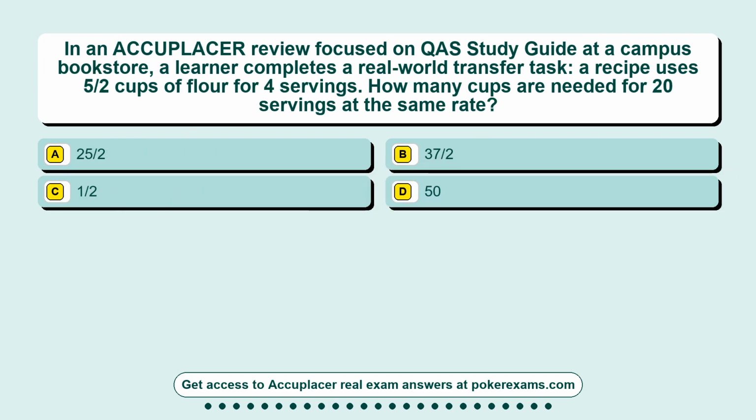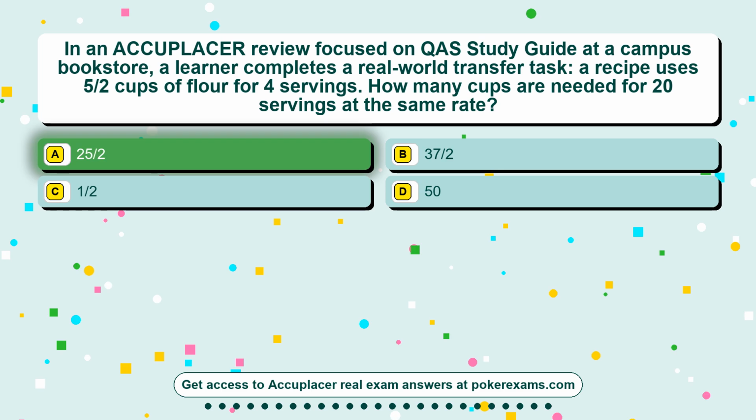Question 21. In an ACCUPLACER review focused on QAS study guide at a campus bookstore, a learner completes a real-world transfer task. A recipe uses 5 cups of flour for 4 servings. How many cups are needed for 20 servings at the same rate? Option A, 25/2. Option B, 37/2. Option C, 1/2. Option D, 50. The correct answer is option A, 25/2.